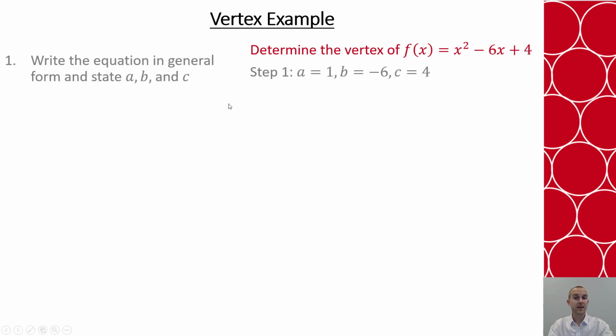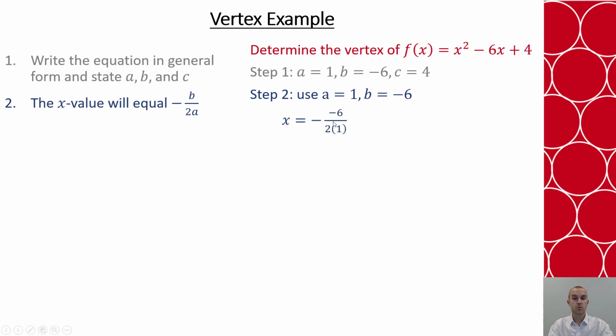To find the x value, that's negative b over 2a, so we need the a and b values, which are 1 and negative 6. So I'm going to have negative negative 6 over 2 times 1. Paying attention to those negatives is very important, because here I'm going to have a negative negative, which will eventually become positive. So I simplify the 2 times 1, and I can say negative times negative is positive. 6 divided by 2 is 3.